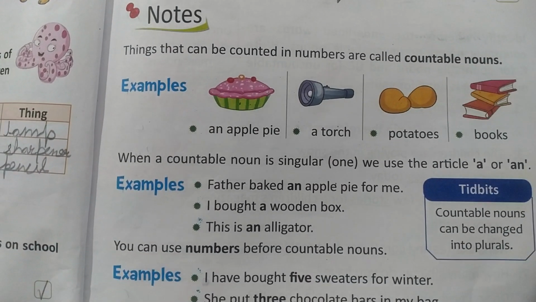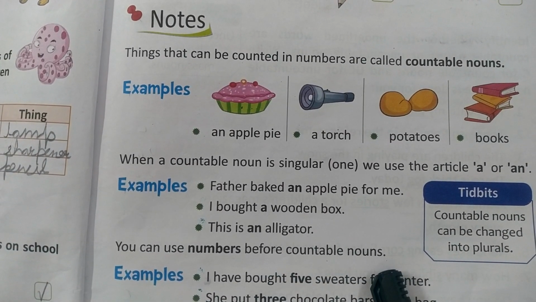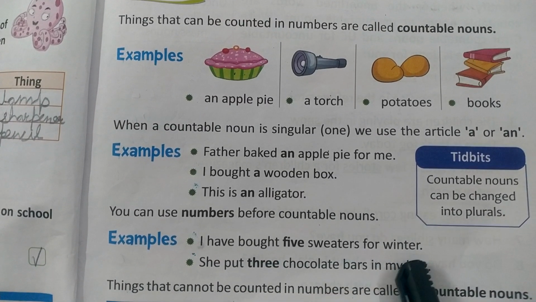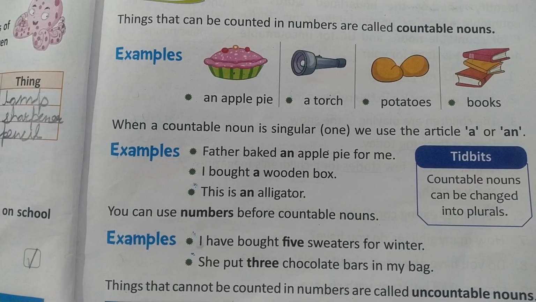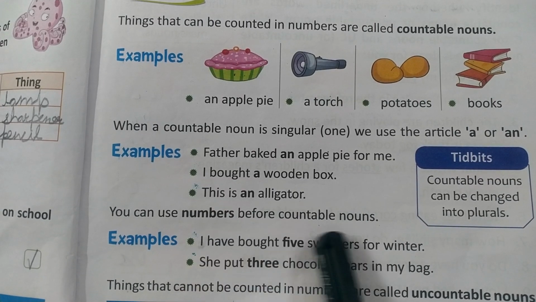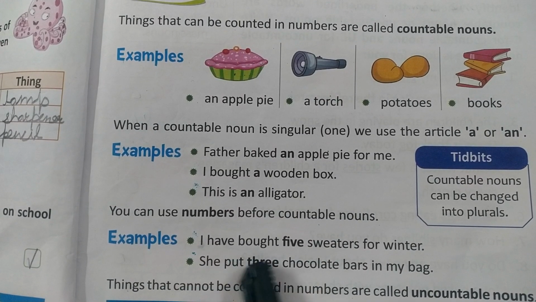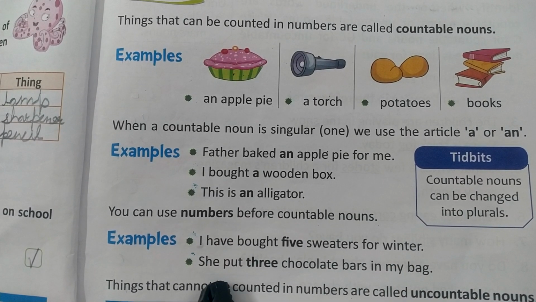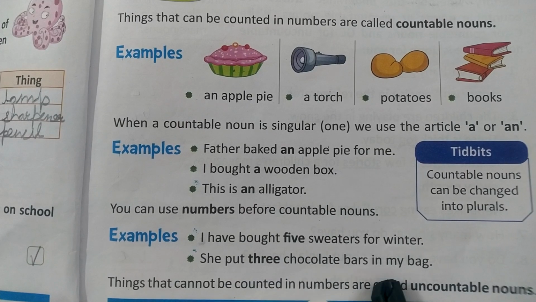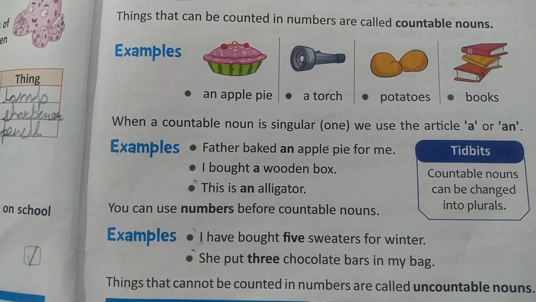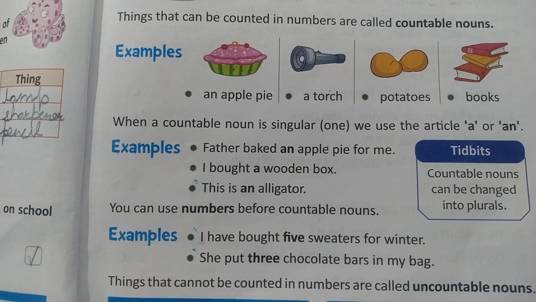Now you can use numbers before countable nouns. Examples of these are: I have bought 5 sweaters for winter. How many sweaters did I buy for winter, students? 5. So this statement that I can use numbers before countable nouns is true over here. I can count the number of sweaters I have bought. Second example, she put 3 chocolate bars in my bag. If somebody asks you, how many chocolate bars did she put in my bag? You have the number 3. Therefore, these are countable nouns.